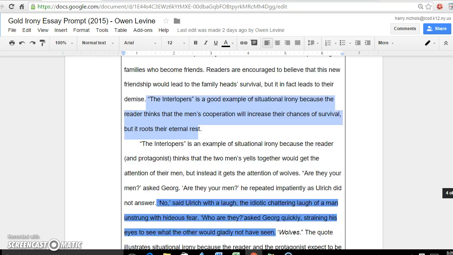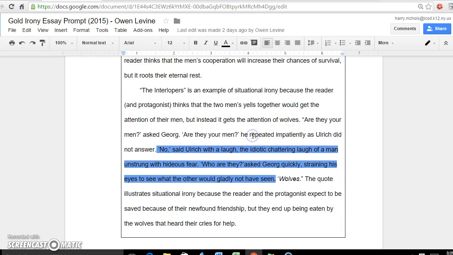The Interlopers is an example of situational irony because the reader and protagonist thinks that the two men's yells together would get the attention of the men, but instead it gets the attention of wolves.